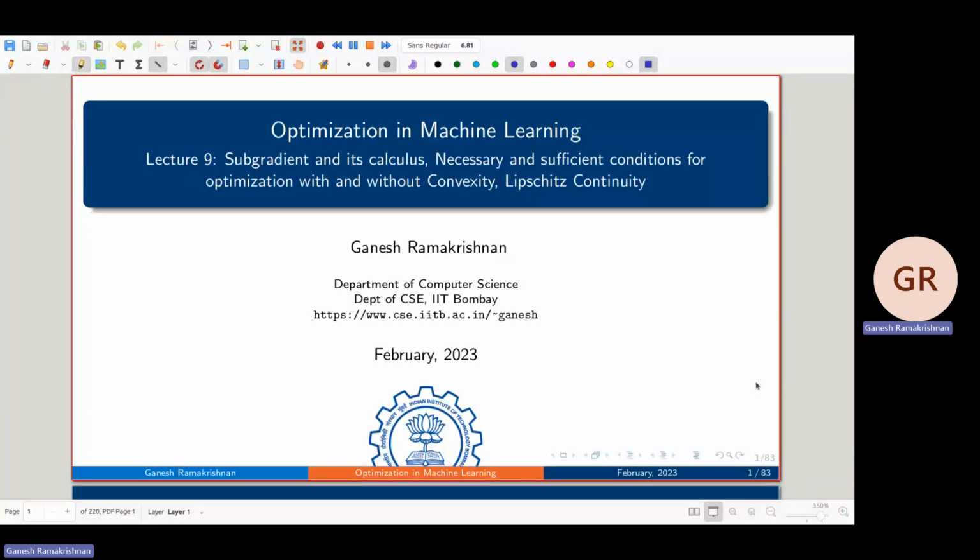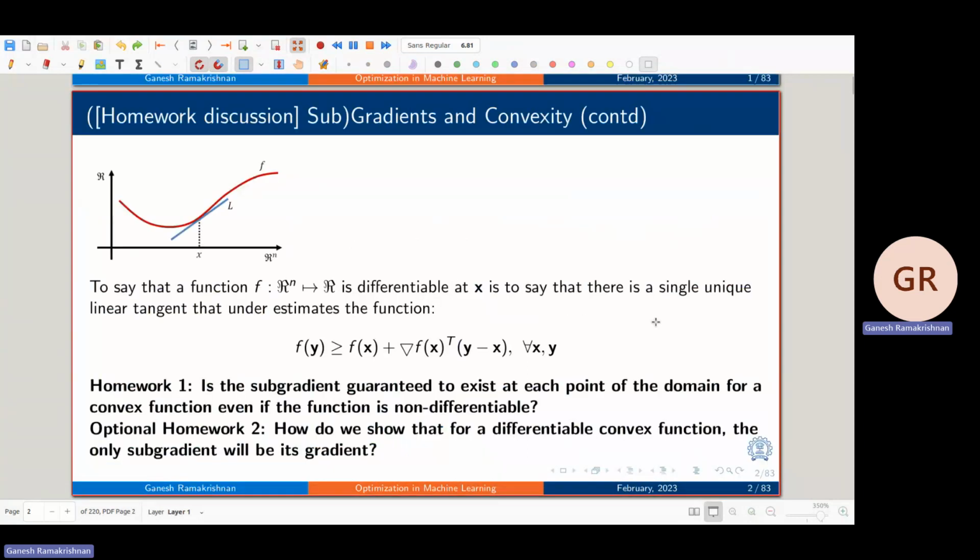We'll begin with our homework problem associated with subgradient, and then look at the calculus of subgradients, and the necessary and sufficient conditions for optimization with and without convexity. That's how I'll progress, and I'll leave you with some homework problems which will apply some of the concepts taught today for minimization. So recall this homework problem.